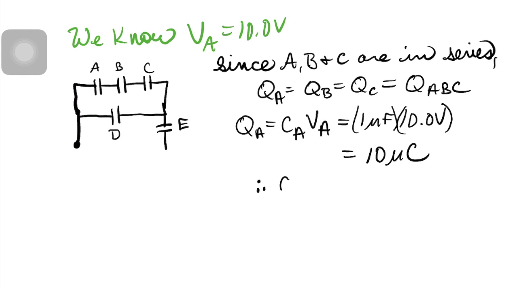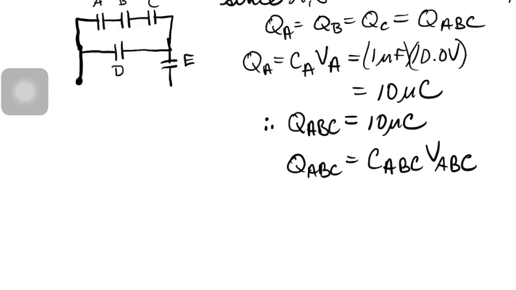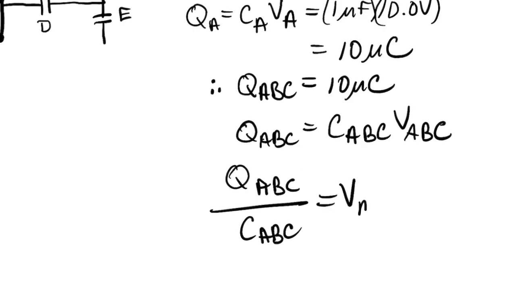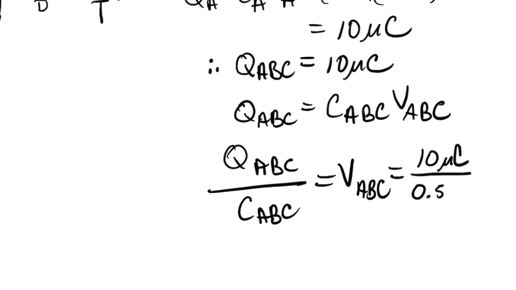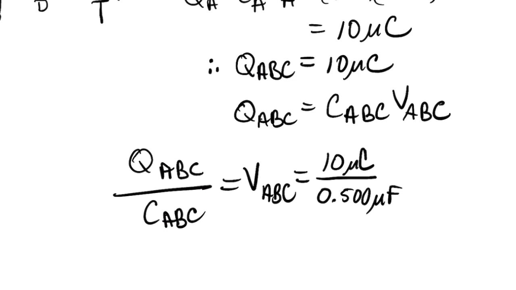Since those are all in series, the charge on A equals the charge on B equals the charge on C equals the charge on that whole branch, Q_ABC. I'm going to use Q equals C times V again, only this time with subscripts of ABC. All right, and I'm going to use that equation to solve for the potential difference across the combined ABC. So I'll use the charge that I just calculated, and the capacitance, which I calculated earlier, to get the potential difference across ABC.